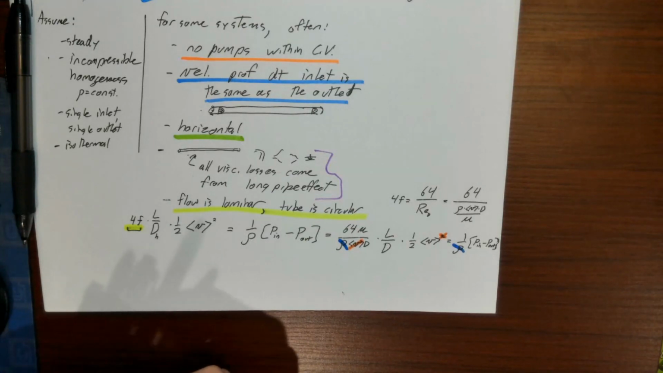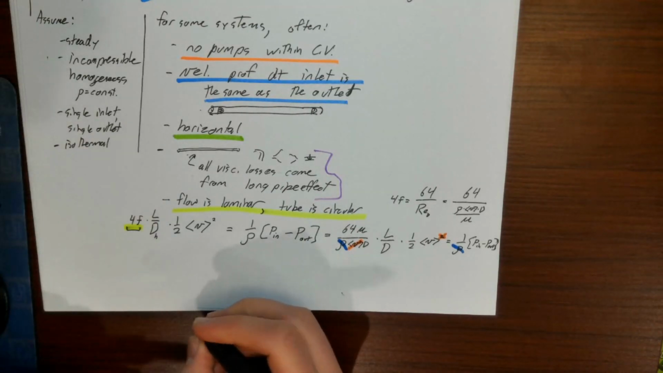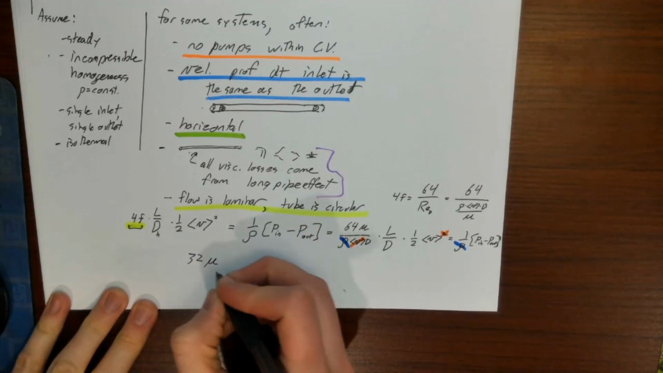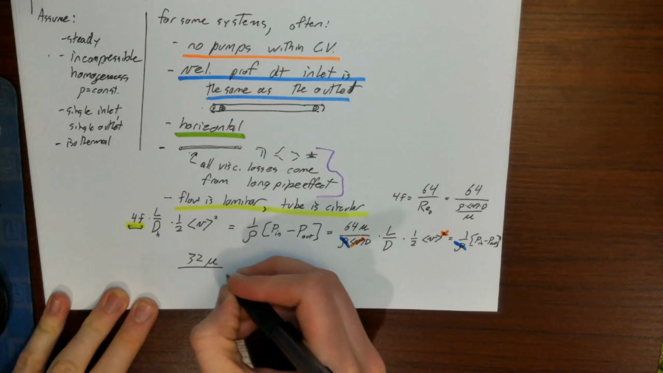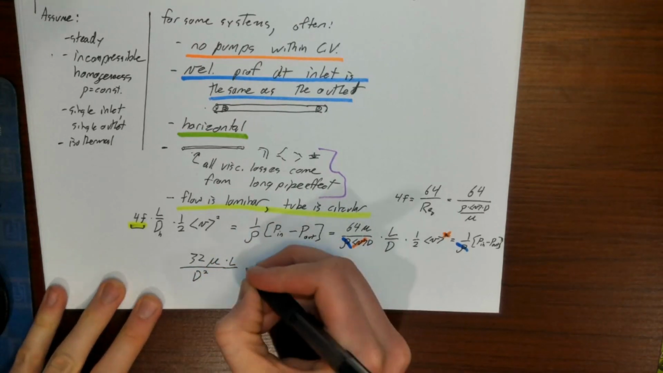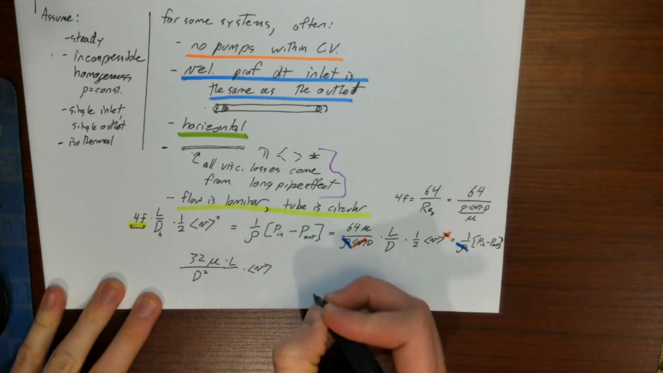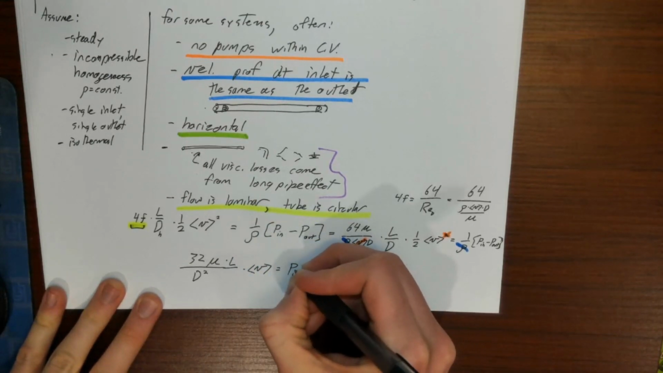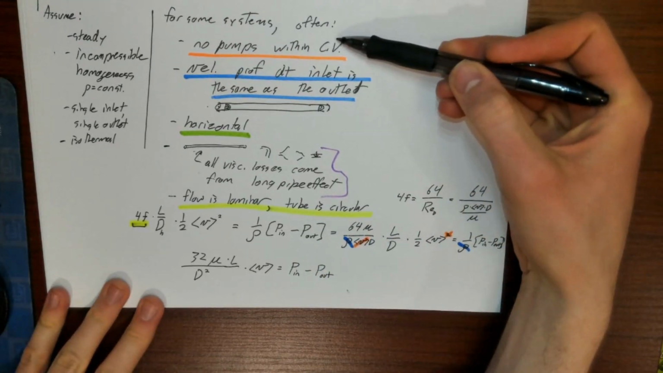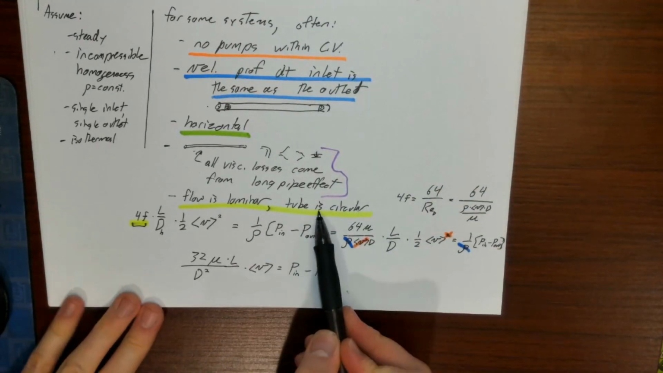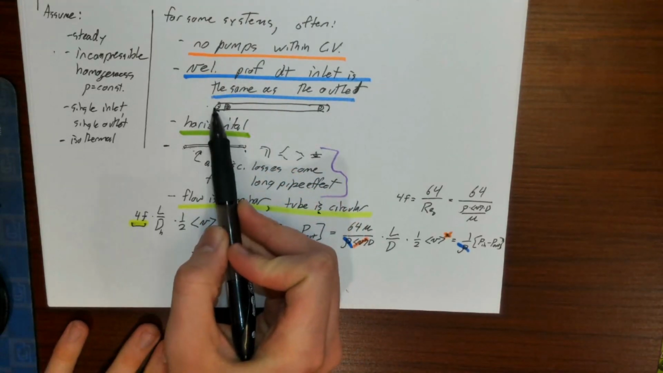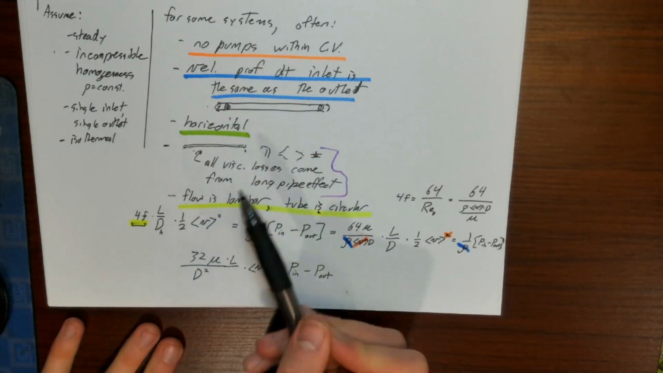So what are we left with? Well, we're left with 32 mu times L over D squared times the average velocity is equal to P in minus P out for basically laminar flow through a circular pipe where all the viscous losses come from this. The thing is horizontal, the velocity profile at the inlet and outlet is the same, and we have no pumps.